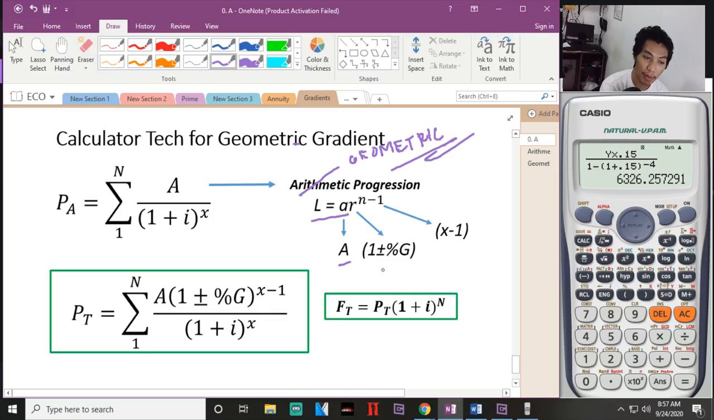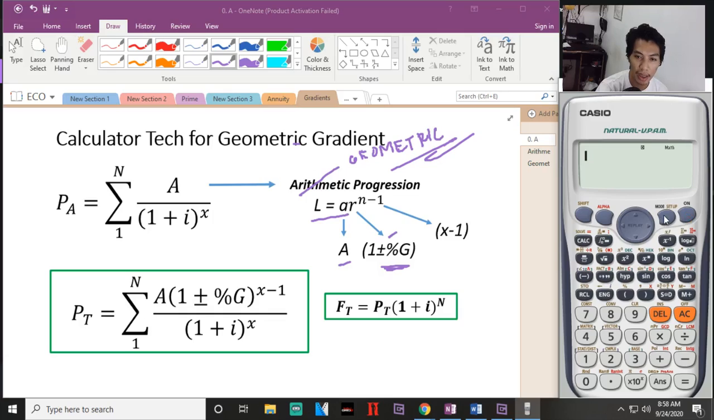Now, the gradient. We will talk about a percentage growth. Pag sinabing a percentage growth or a percentage decrease, plus or minus. Plus, increase. Minus, syempre, that is depletion. Yung isa, growth. And as is, x minus 1. Ngayon, ganito na natin siya i-represent sa calculator.